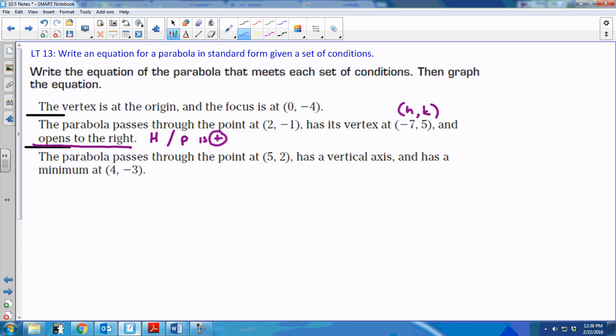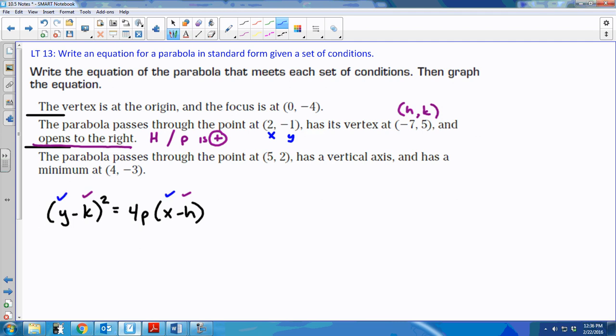P is not the distance between the 2 points. P is, again, very specifically from the vertex to the focus or the vertex to the directrix. It mentions neither of those things here. It does tell us that it passes through this specific point, though. So if you look at your table, a horizontal parabola has the form y minus k squared equals 4 times P times x minus h. I have h and k. I also, in the problem, am given a point, x, y. So I have x and y.